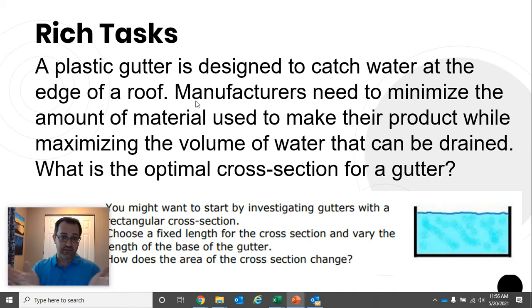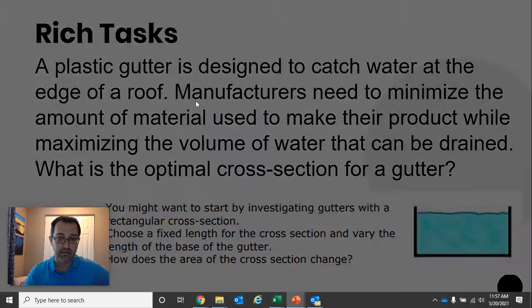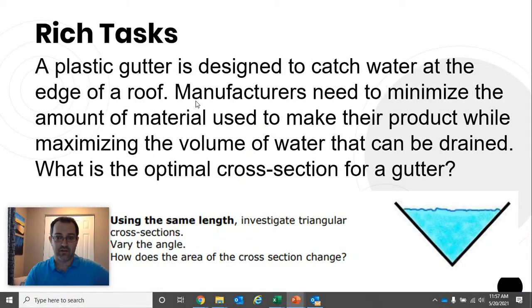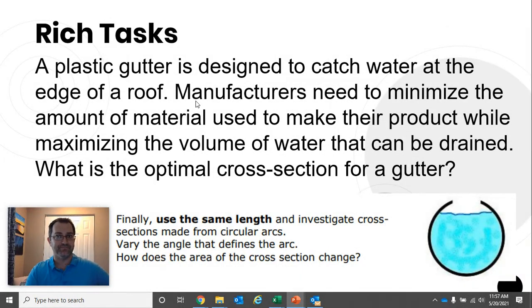And so we're looking at the cross-section as a way of trying to maximize the volume. But really in this question, we're going to be dealing with areas, right? Area of here a rectangle, and then we could change the design to make it a triangle. And they even suggest going into a circle. So different ideas, and again, just different extensions.